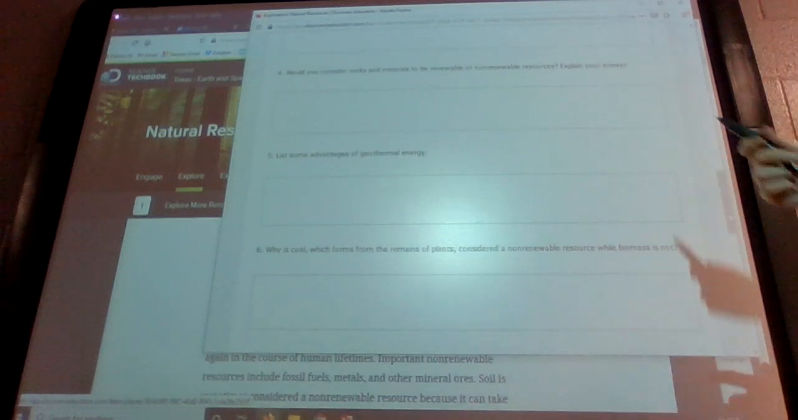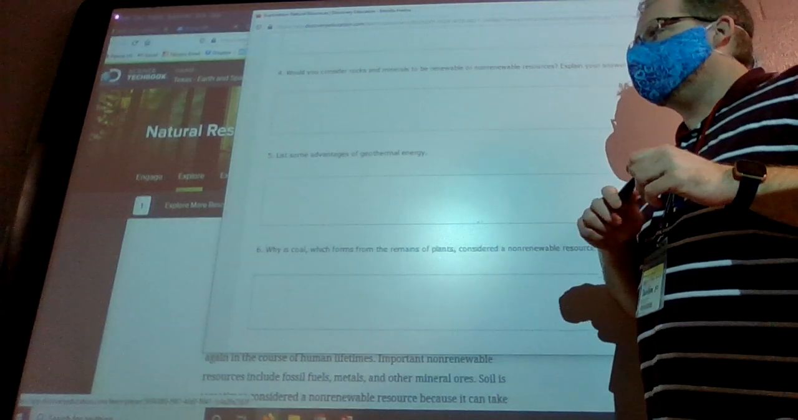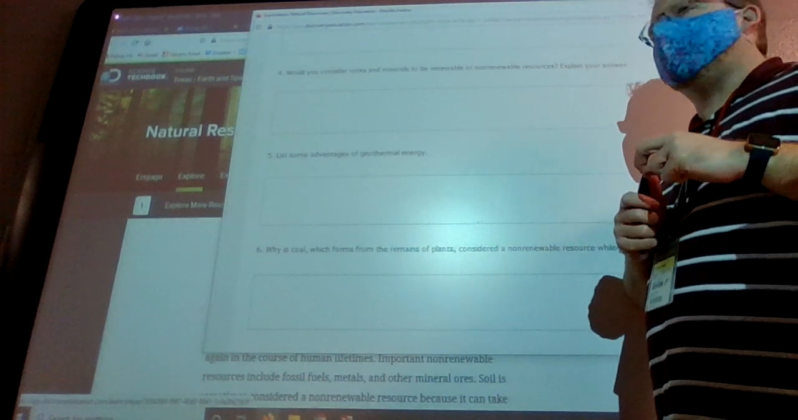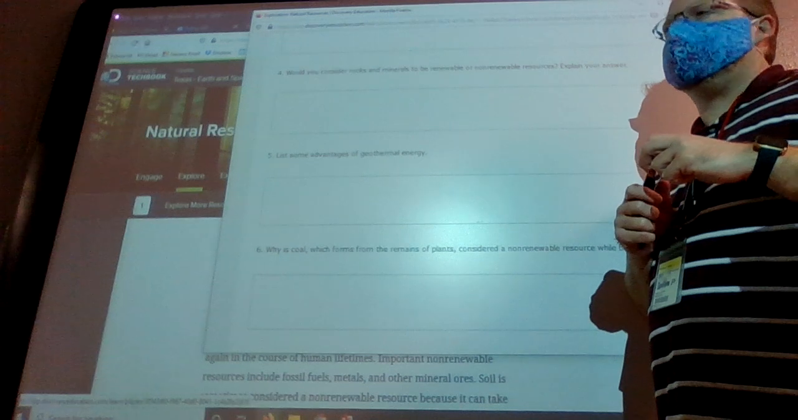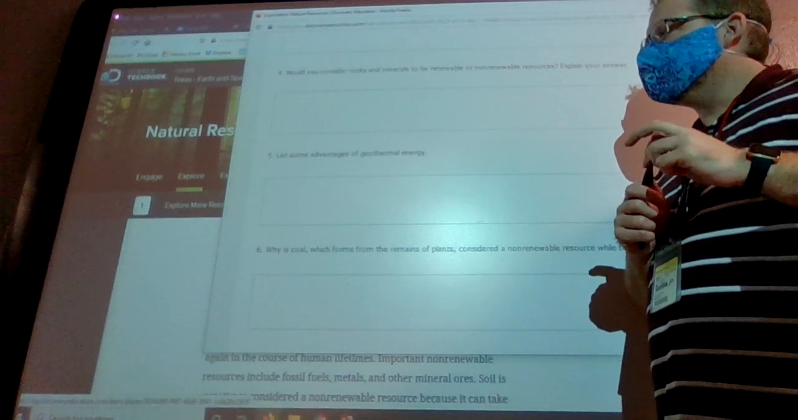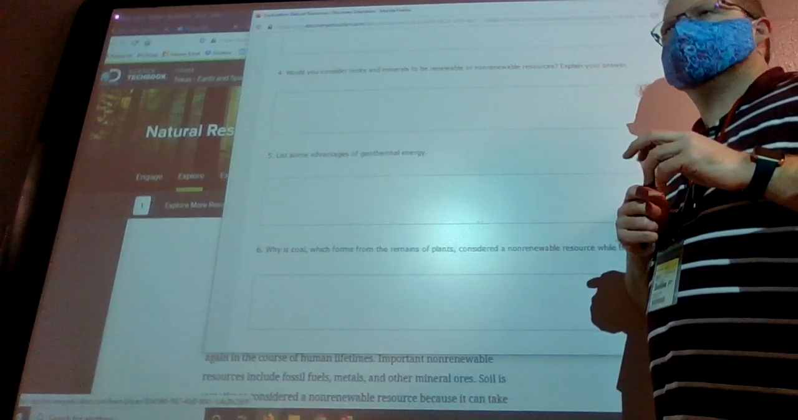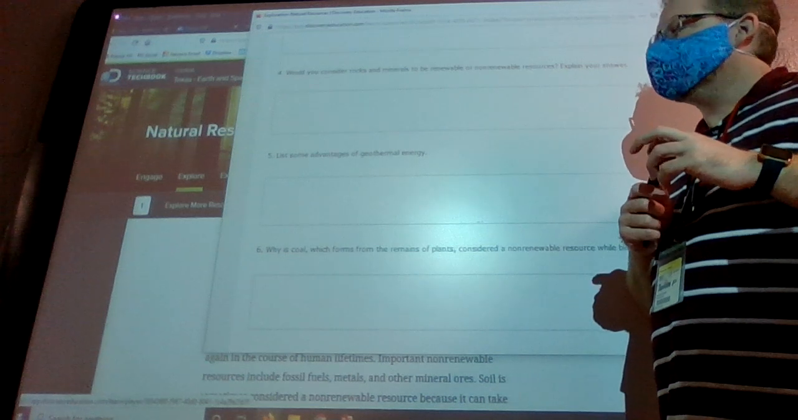Because you can't create more rocks. You can't create more metals. Which is why we do a lot of recycling around here of metals. Probably not as much as we should, but we do plenty.